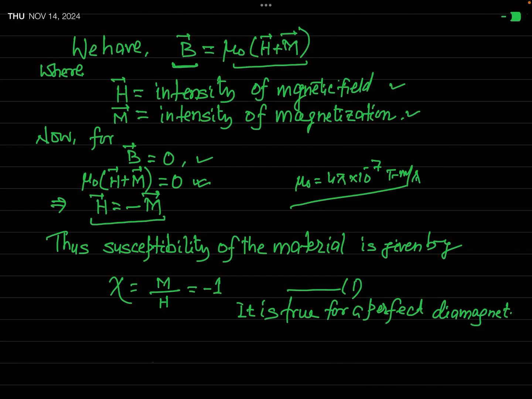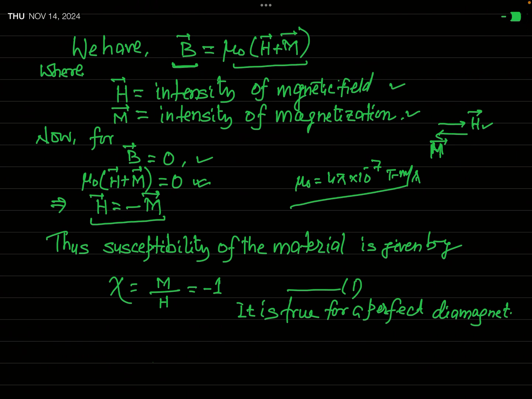So inside a superconductor, you can see the magnetization is developed just in the opposite direction of the magnetizing field. If H is the magnetizing field, magnetization is developed against H. This is the direction of magnetization M, which is just opposite, but the magnitude of the magnetization is equal to the magnitude of the intensity of magnetic field.